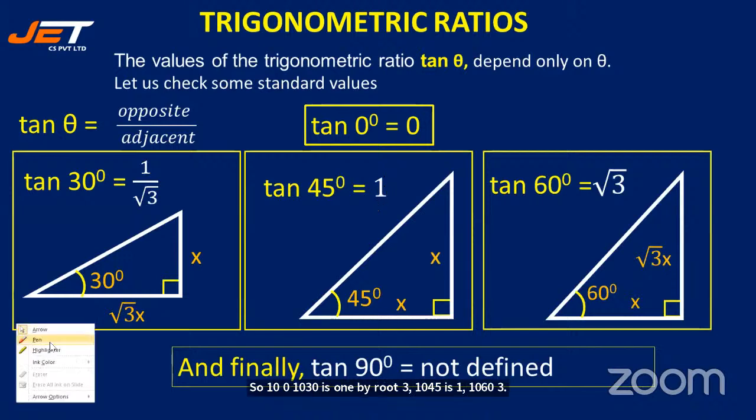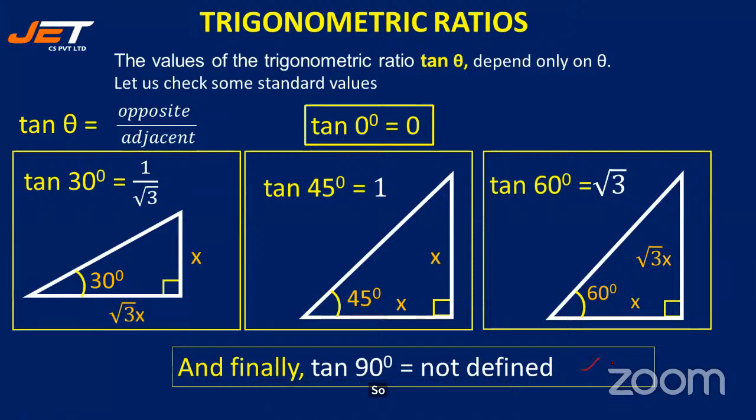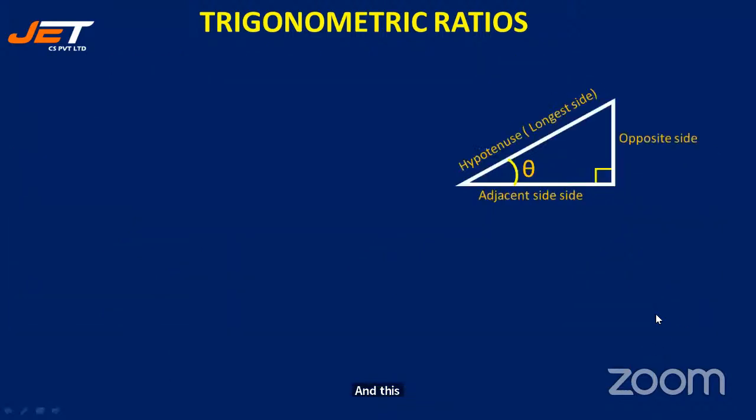So what do you mean by not defined? How do you write not defined? As infinity. Understood? Infinity means it has n number of values. That's the meaning.